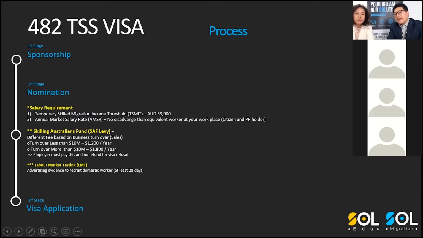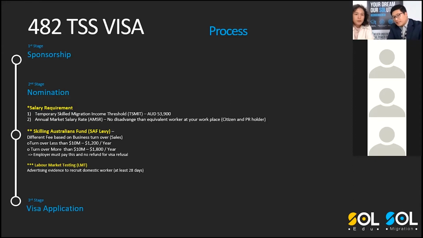At the sponsorship stage, the department will see whether your company is eligible to give sponsorship. They check your finance, your company's registration, and any business criminal record, something like that. So I can say it's a simple process we can prepare together. And then the second stage, nomination, is a critical and very important stage. Most visa refusals come from this stage.